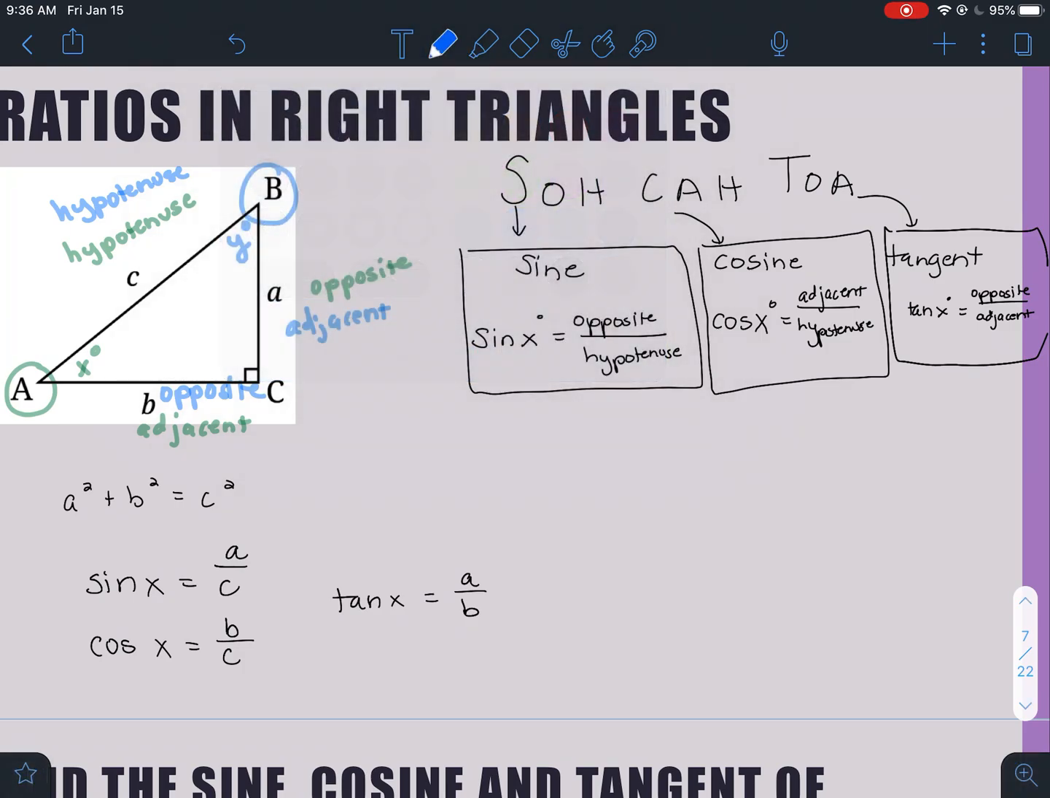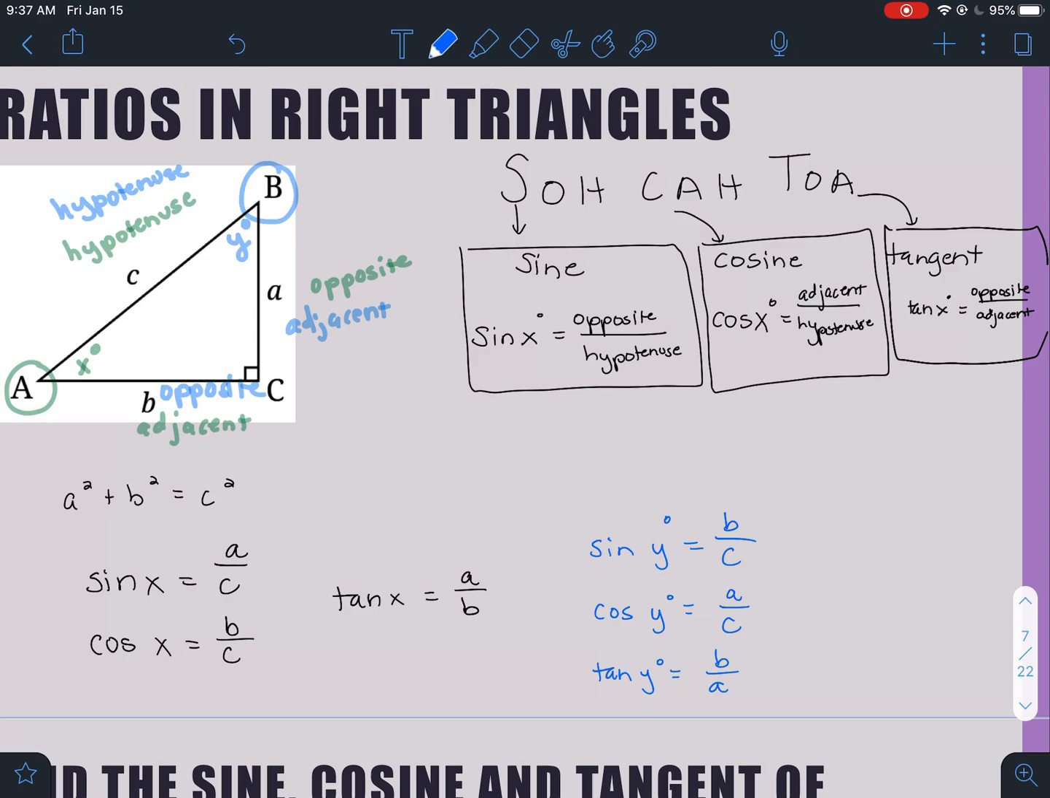So now if I'm looking at y instead, the sine of angle y is going to equal the opposite side divided by the hypotenuse. So it'll be B over C. The cosine of angle y is the adjacent side over the hypotenuse. So it'll be side A over C. And the tangent of angle y is the opposite side over the adjacent side. So it'll be B over A.